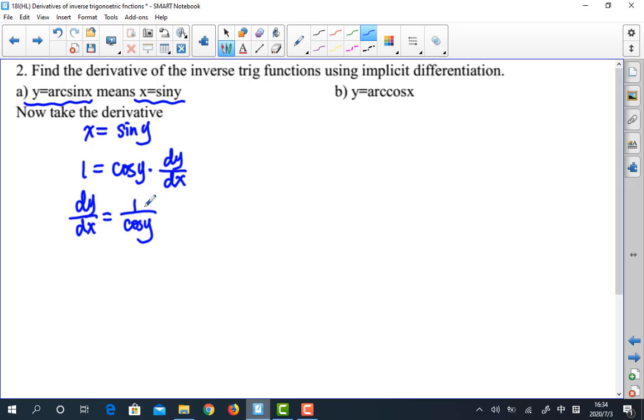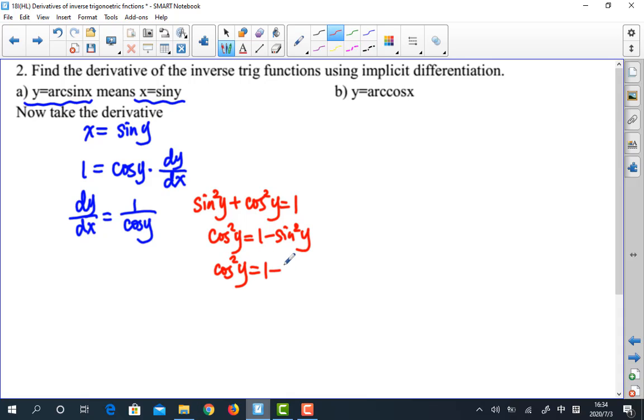Then how can I use sine y, this x, to represent cosine y? Since we know sine squared y plus cosine squared y equals 1, cosine squared y equals 1 minus sine squared y. So cosine squared y equals 1 minus x squared.